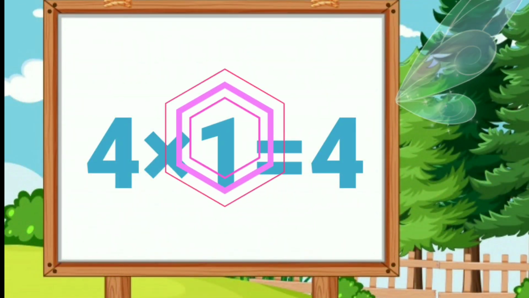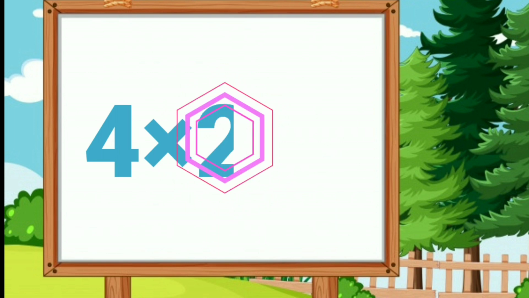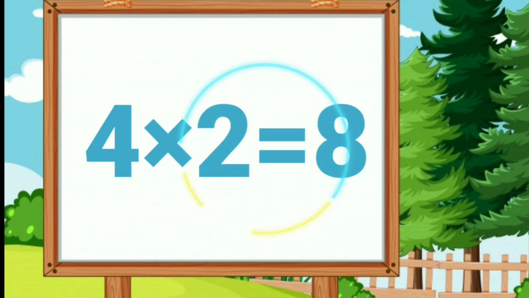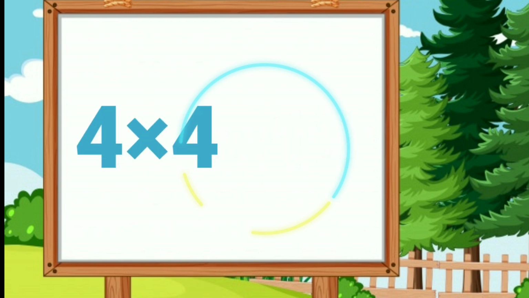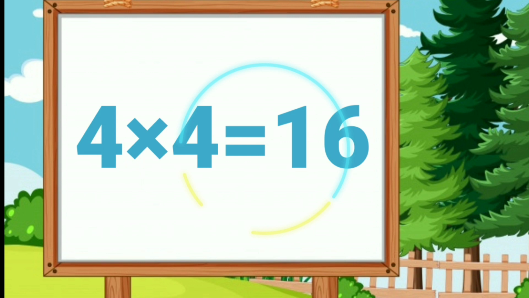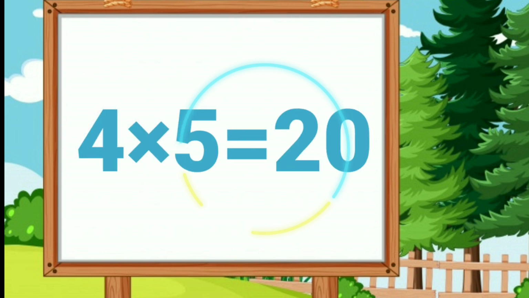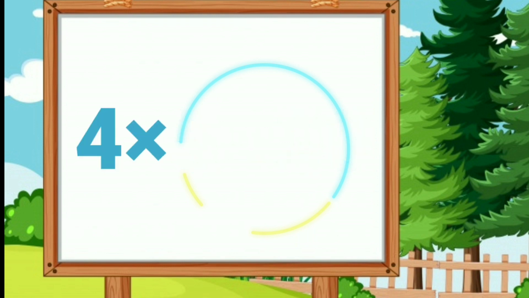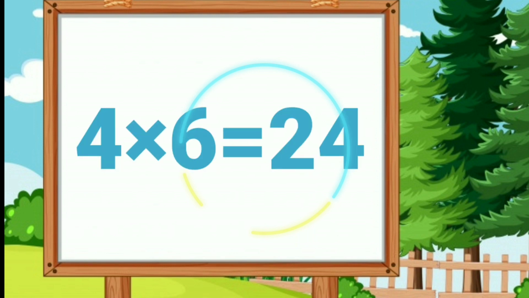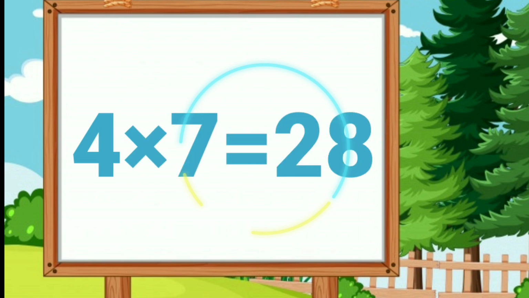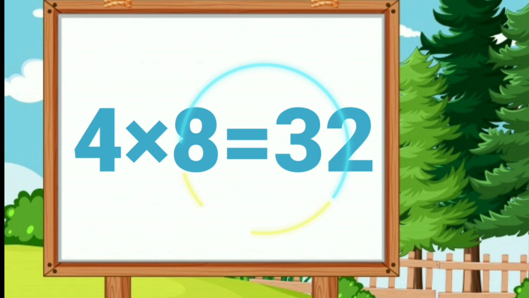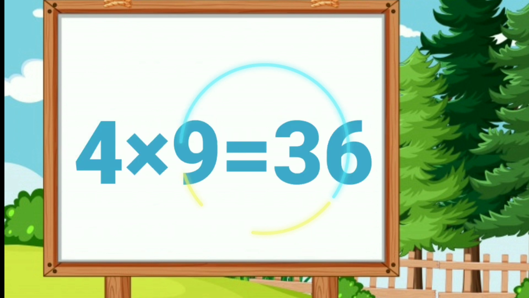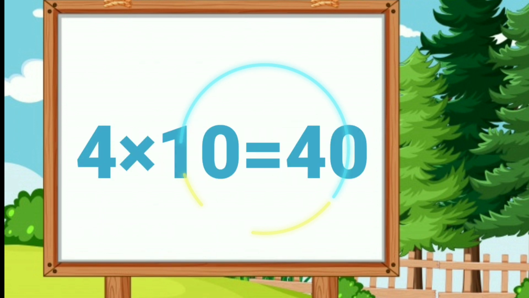Four ones are 4. 4 twos are 8. 4 threes are 12. 4 fours are 16. 4 fives are 20. 4 sixes are 24. 4 sevens are 28. 4 eights are 32. 4 nines are 36. 4 tens are 40.